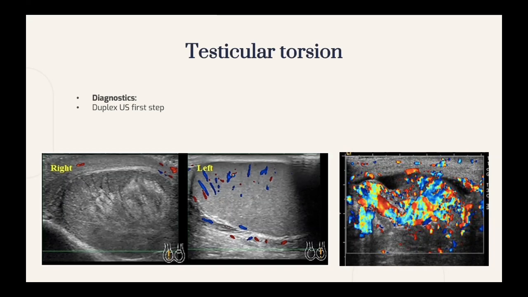As a urologist, what do you do? You do a Doppler ultrasound of both testes to assess for the vascular flow. As you can see in this picture, this is a person who presented with testicular torsion. The left testis has good flow, and the right testis presents with no flow at all inside the testes. So this is how you differentiate between normal and abnormal testes.